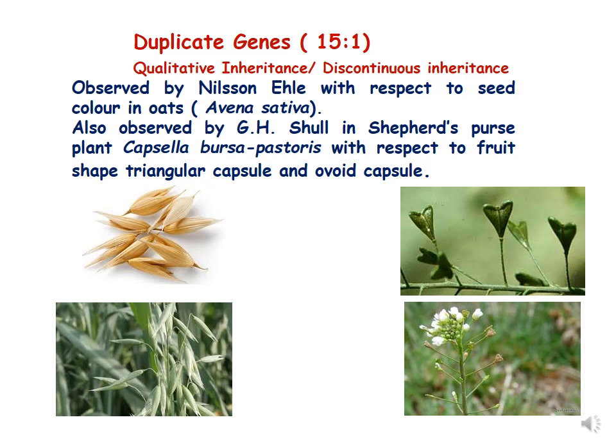This was first observed by Nelson L. with respect to seed color in oats, which is Avena sativa, and this was also observed by G.H. Shull in shepherd's purse plant, Capsella bursa-pastoris, with respect to fruit shape, triangular capsule and ovoid capsule. So you can see here in the slide the fruits and the pictures of the plants.